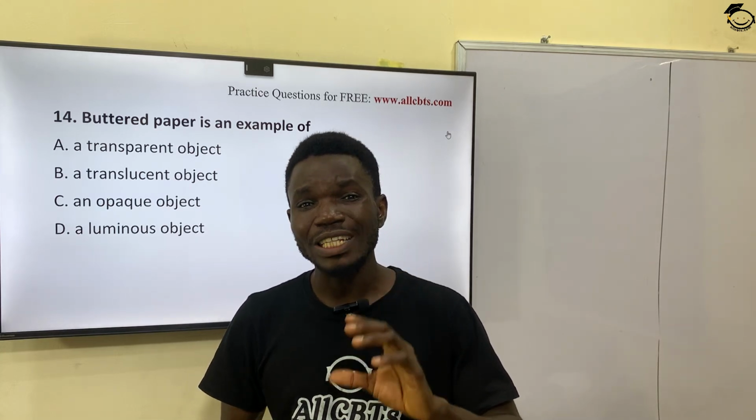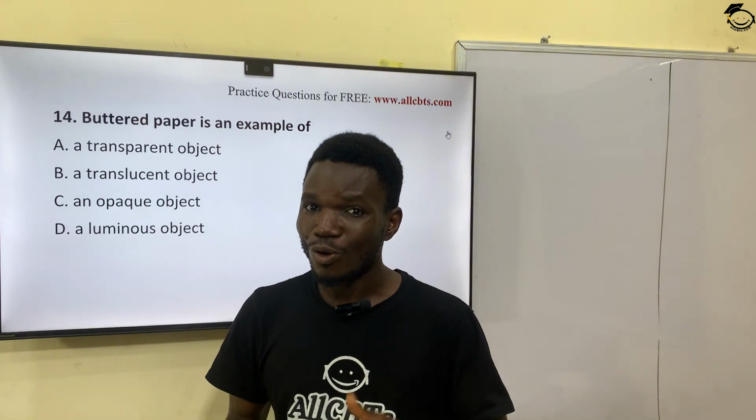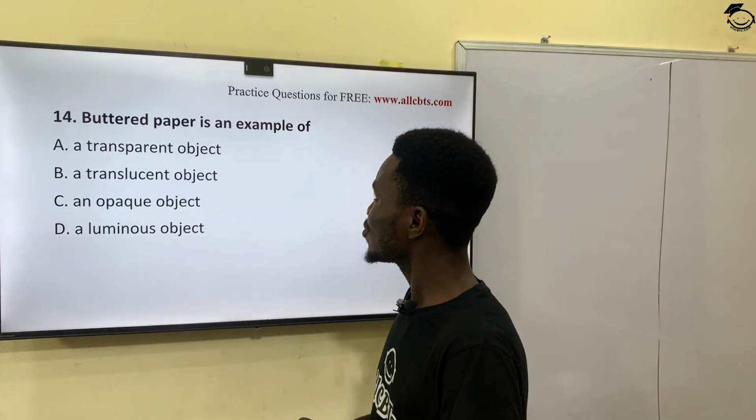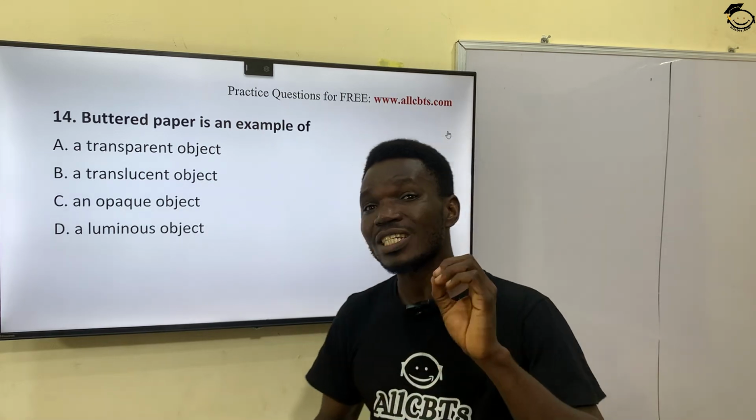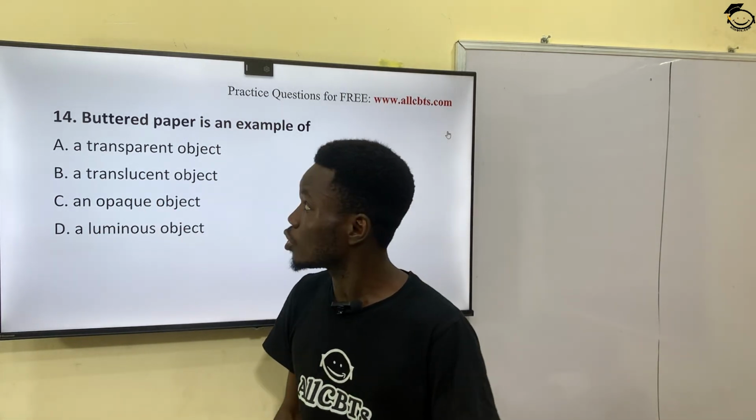So in a translucent object, a little amount of light can pass through it, but one cannot see through it. So the paper becomes what? Translucent. So butter paper is an example of a translucent object, which is option B. So that is question number 15.